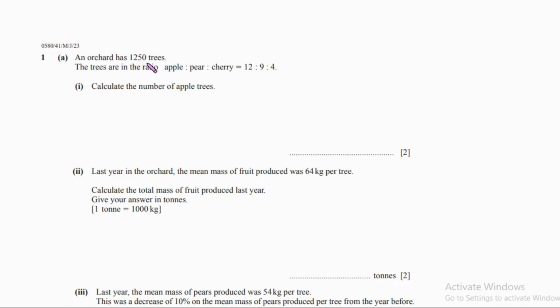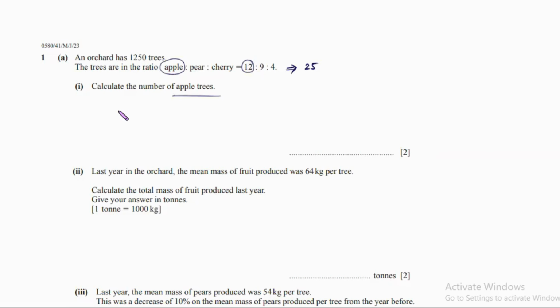An orchard has 1,250 trees. The trees are in the ratio apple to pear to cherry, 12 to 9 to 4. Calculate the number of apple trees. First, these portions should be added together to calculate the total number of parts, so I need to add 12, 9, and 4 together. When I add them together, it makes 25, which means out of 25 portions, now we need to see how many are apple. So apple trees are going to be 12 portions.